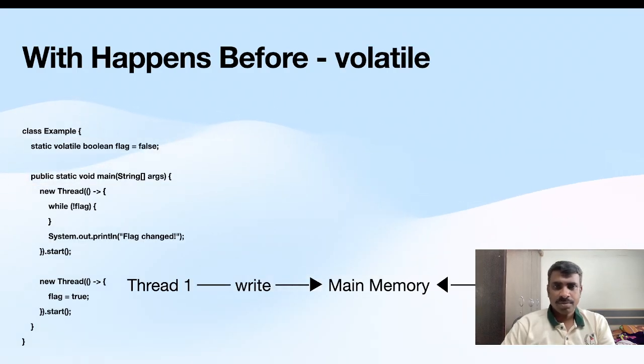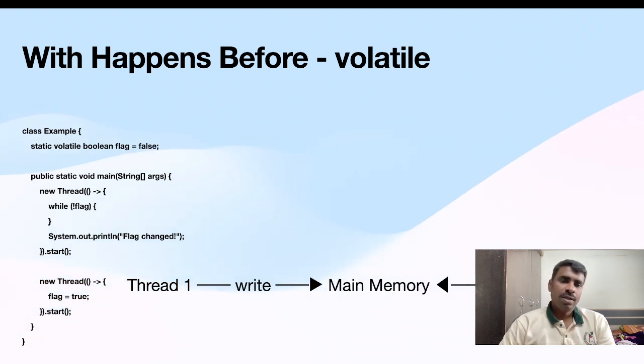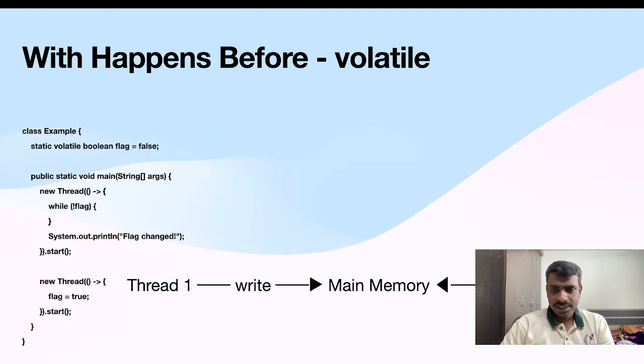So with happens before, how does it work? You can see thread 1 or 2 will not keep a local copy of the variable. Instead, it will write into a common location. It will directly write to the main memory, not its cache. So how can we achieve this?